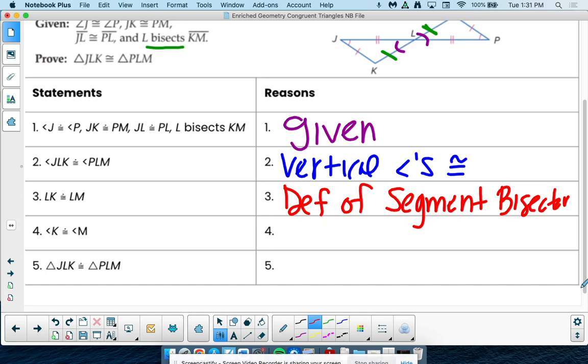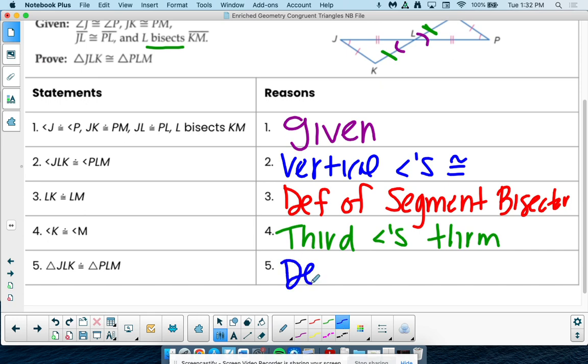Okay, why is angle K congruent to angle M? I heard it. Third angles theorem, right? Two angles are already congruent, so by default, the other guys are. And then our last reason, why are they congruent? Congruent triangles. Whew, that was good stuff, you guys.